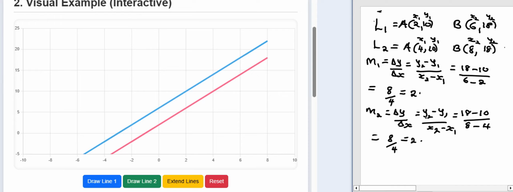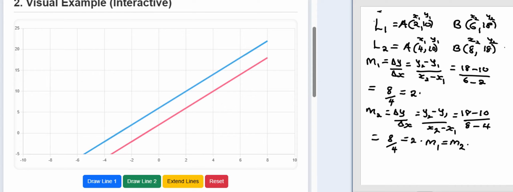So another property, the second property of parallel lines, is that their gradients are the same. So M1, the gradient of line 1, is the same as the gradient of line 2. So parallel lines have the same gradient. But how about their y-intercept?